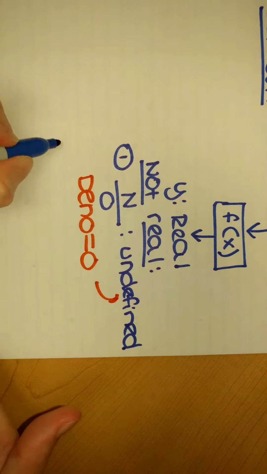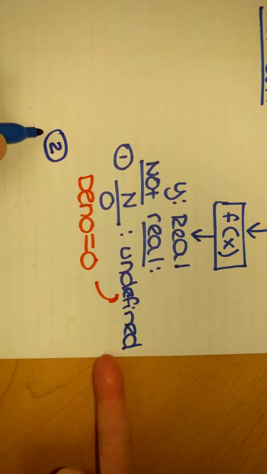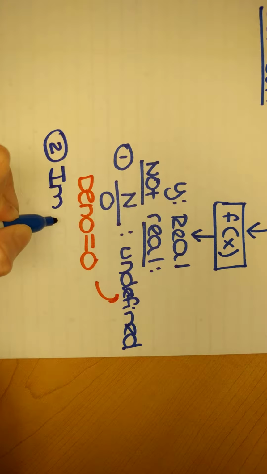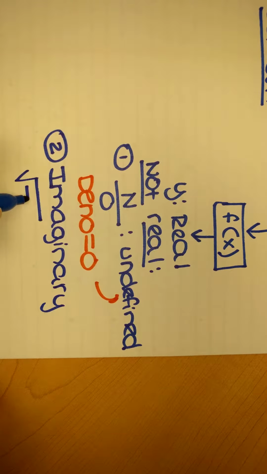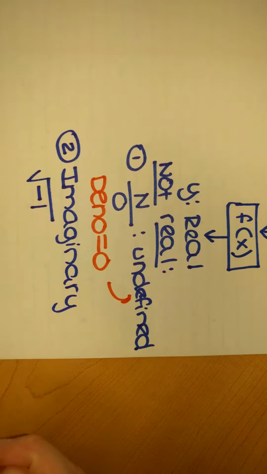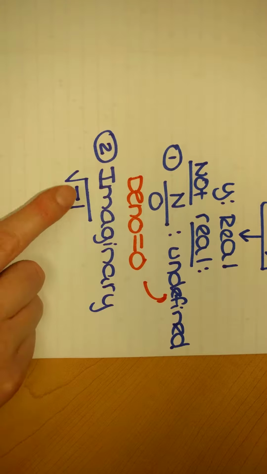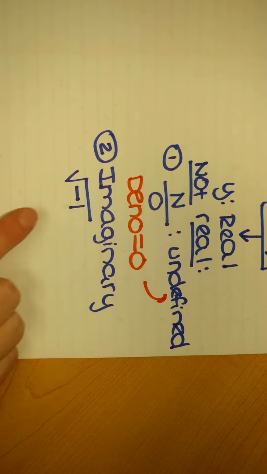Now, the second thing that could potentially give us not a real number is if we have an imaginary number. Now, what causes an imaginary number? That is caused by a negative underneath the radical. So what we want to ensure is that a negative is not underneath that radical.